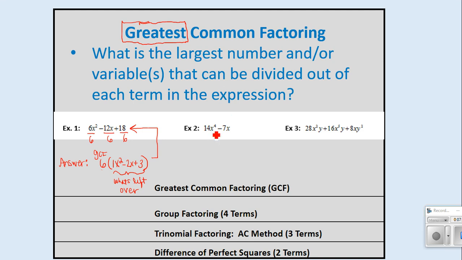So let's look at 14x to the 4th minus 7x. Well, they have a 7 in common, but they also have 1x in common, okay? They don't have 4 x's in common because this guy doesn't have 4. He only has 1. And this one has 4. How many do they have in common? They have 1x in common. So the greatest common factor that we can factor out is 7x.